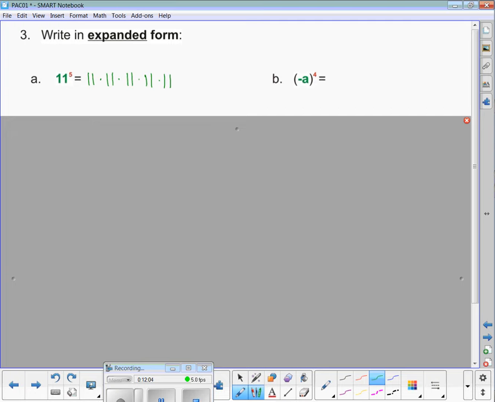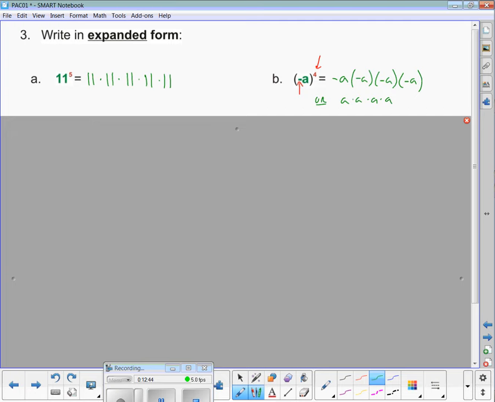Now, B, we have a negative A times itself 5 times. So how does that usually go? Usually you just write the negative A, and base is green, so I'm using green. And now I need a parentheses. There's the first one. There's a negative A second. There's a negative A third. And there's a negative A fourth. Now again, because you have a negative base and an even exponent, the product's going to be what? Positive or negative? Positive. So some would write it this way, A times A times A times A, because you know it's going to end up positive.